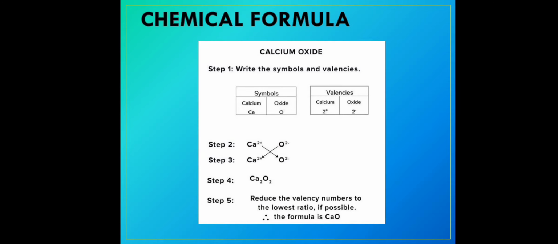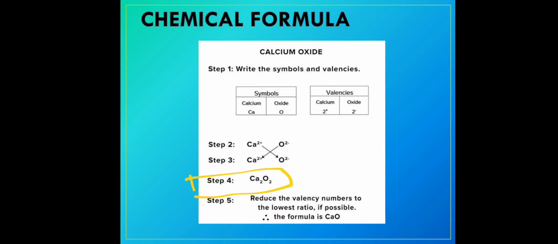Now calcium oxide. First we write the symbols. Calcium is Ca, oxide is represented by O. The valencies of calcium and oxygen are both 2. Calcium has a +2 valency, oxygen has a 2- valency. So calcium's valency will move to oxygen and oxygen's valency moves to calcium. As we see in step 4, it is written as Ca2O2. But we reduce this to the lowest ratio possible and we write it as CaO.